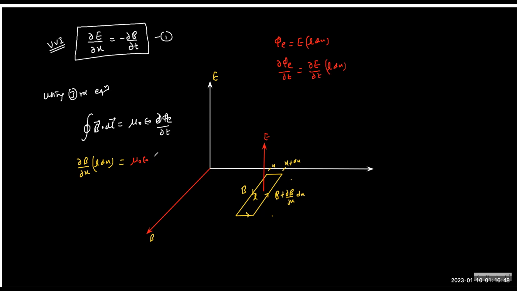So this I can write as, again this will get cancelled. So what is the new relation here? Del B by del X is mu naught epsilon naught del E by del t.